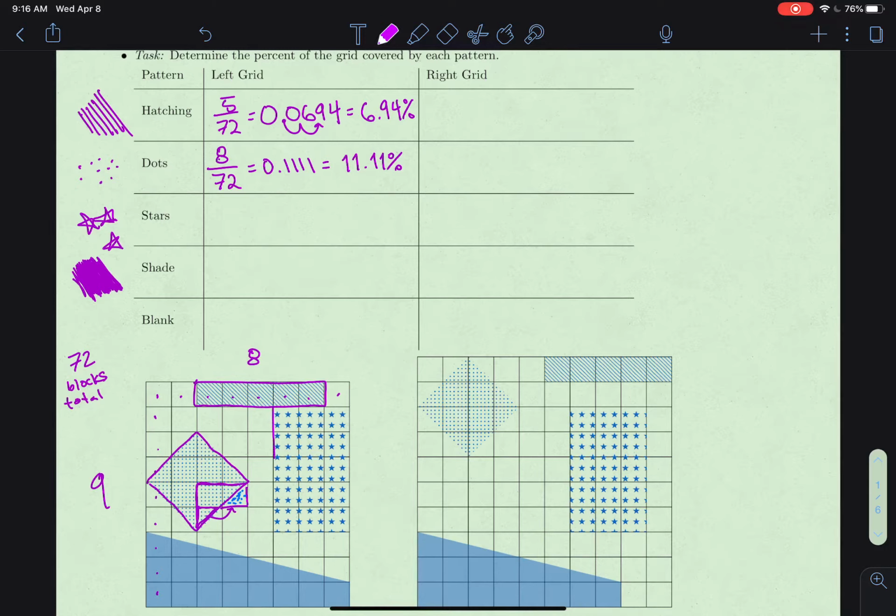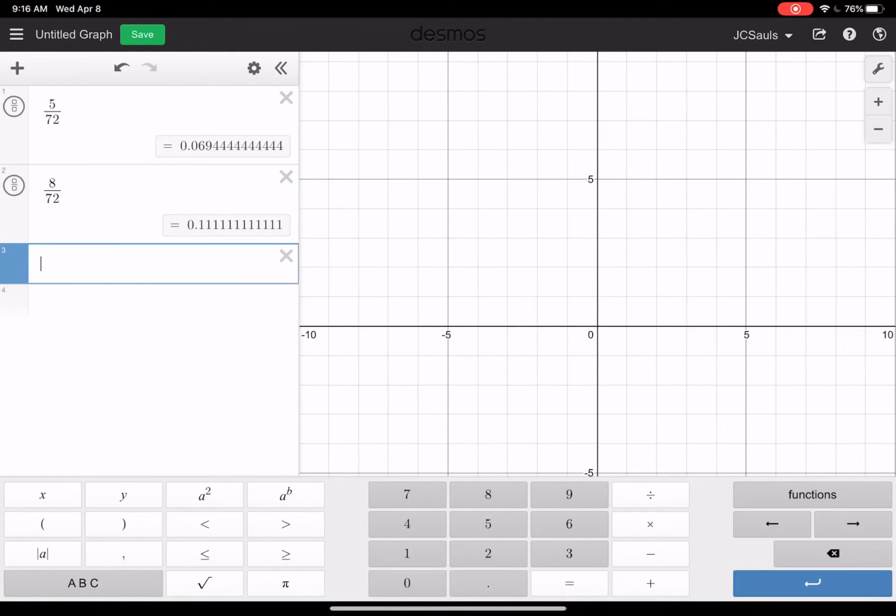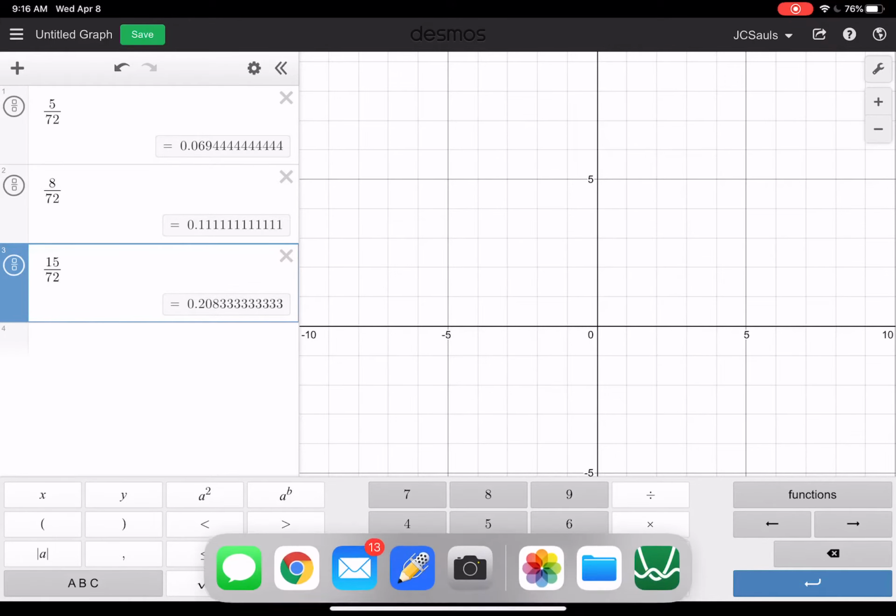Moving on to stars. Stars are over here, and they are filling up a rectangle. And that rectangle is 5 by 3, which means there's 15 total squares covered by stars. 15 out of 72 equals, get your calculator handy, 15 out of 72, 0.2083 is the number we want to remember.